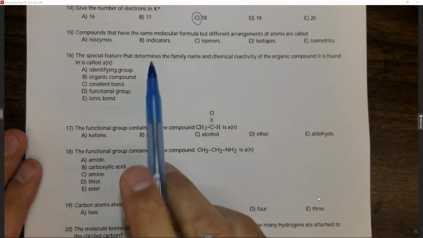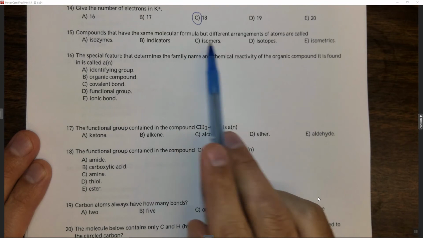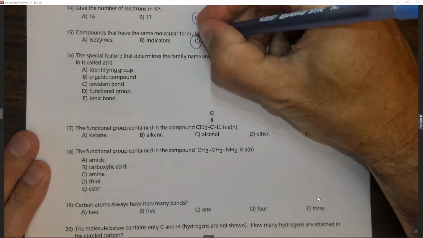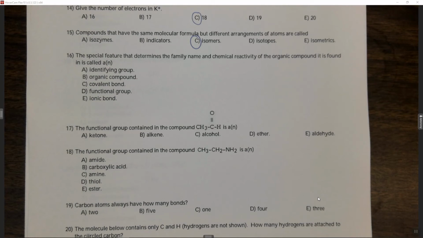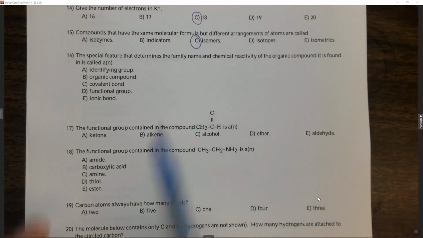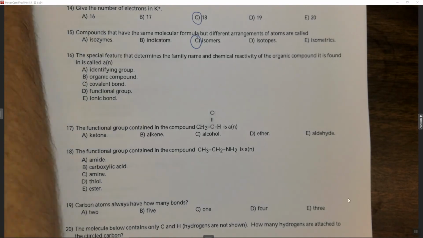It says, as we switch into organic chemistry, compounds that have the same molecular formula but a different arrangement of atoms are called isomers. So this would be an example of, for example, pentane, a 5-carbon chain, versus a 2-methylbutane, which is a 4-carbon chain with a methyl group sticking off. And we'll get into some isomers down here, so I'm not going to go into more detail in this question.